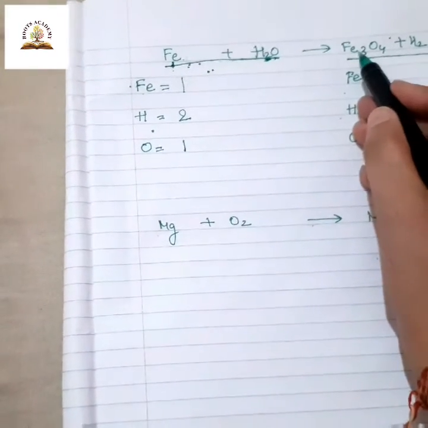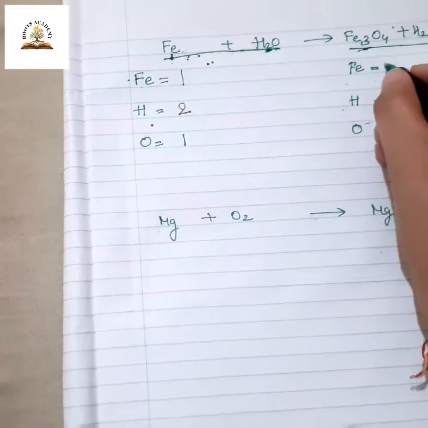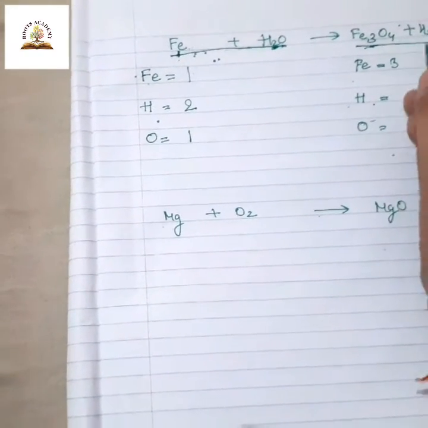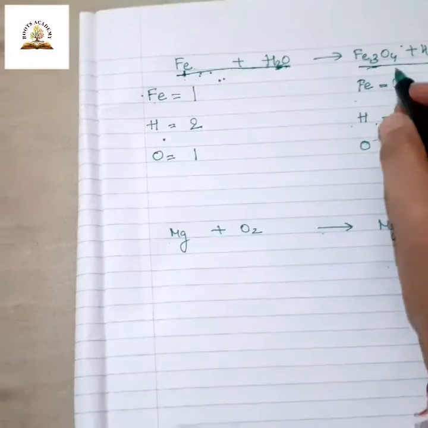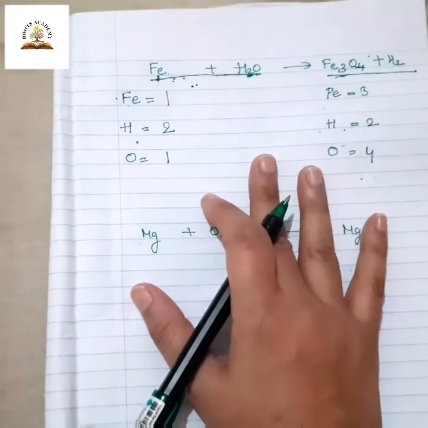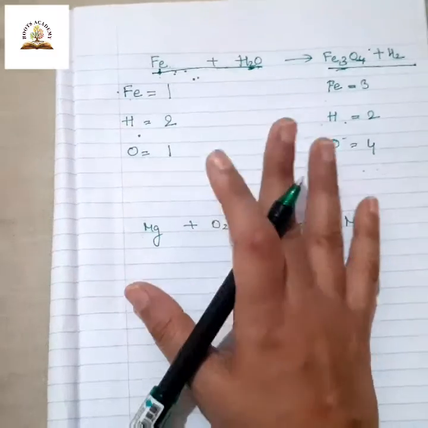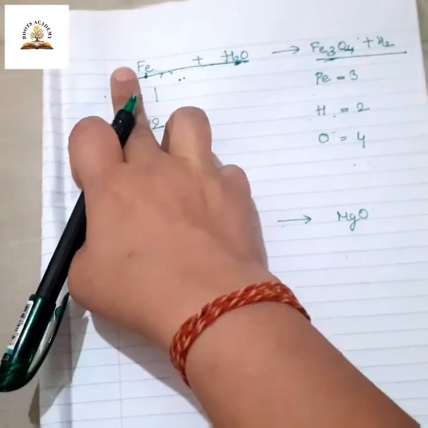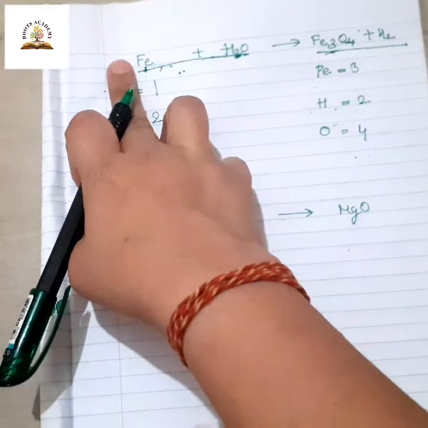Here Fe is 3, hydrogen is 2, and oxygen is 4. If you want to balance this equation, whatever number you are adding, you can only add in front of the element or compound. You multiply that number with that element.